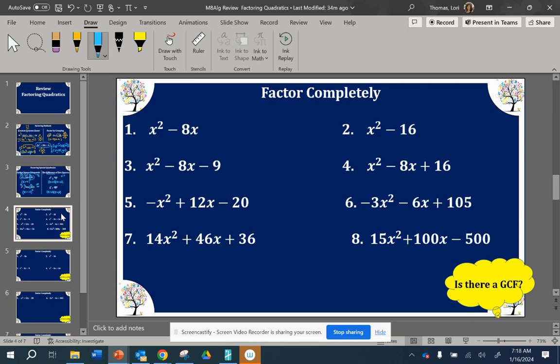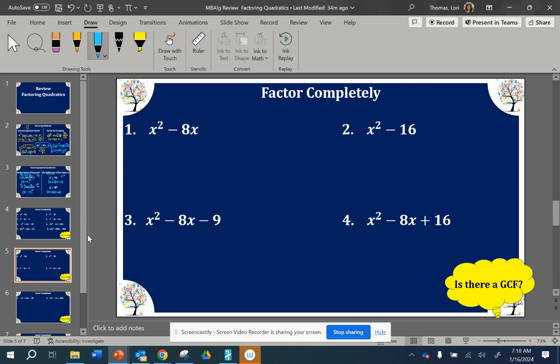Okay, so here are the 8 problems that you are to do on your own, and write these on paper. Show your work step by step, and circle your final answer. I'm going to come back and show the work of these, and I'm just going to go through them as quickly as I can. You can check your answers before you submit your work. So pause the video and try these on your own.